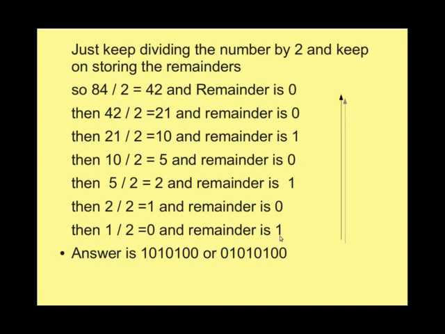And now to get the value in binary, all we need to do is write down the numbers from bottom to top. So 1 0 1 0 1 0 0.